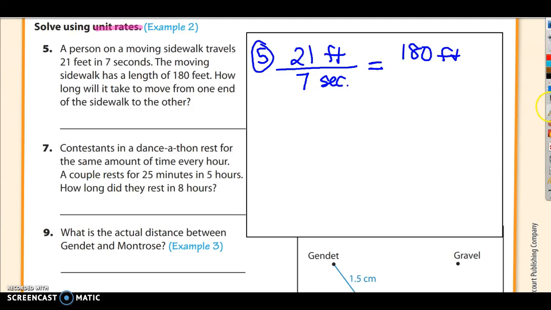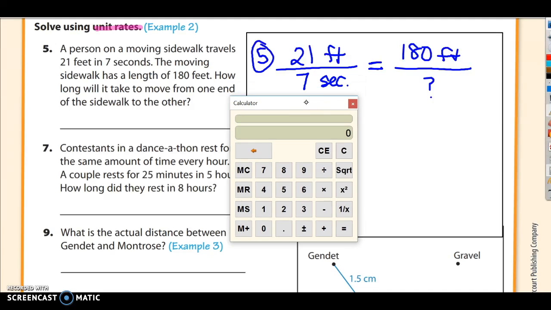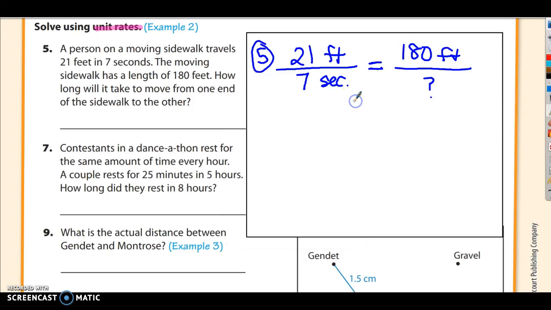Now, if you try to finish this problem, it says how long will it take, so we don't know the answer. We're going to put a question mark here. If you try to multiply 21 directly by 180, it doesn't work. This is not the way, we're not using calculators to solve these, but I just want to prove it. 180 is not divisible by 21. You can't just multiply 21 to get to 180. So you're stuck here.